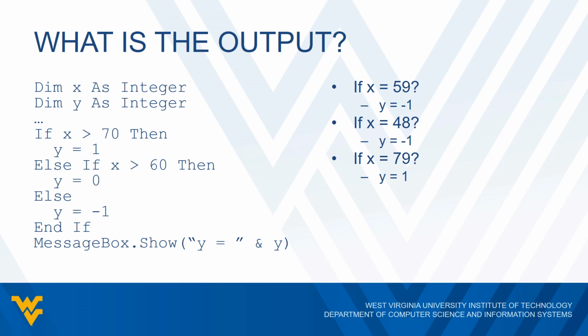Let's do one more. Let's say x is 65. What would our output be? So we first check 65 and 70. Well, 65 is not greater than 70, so that condition is false. So we're going to go into the else if portion. We see that 65 is greater than 60, so that part is true. So we'll go into the then portion of that if statement and set y to 0. Therefore, our output is going to be y equals 0.